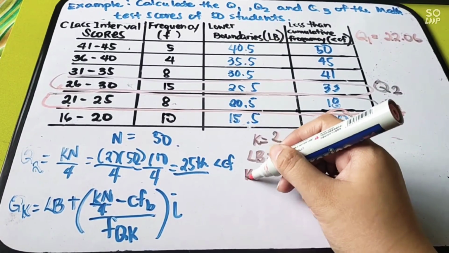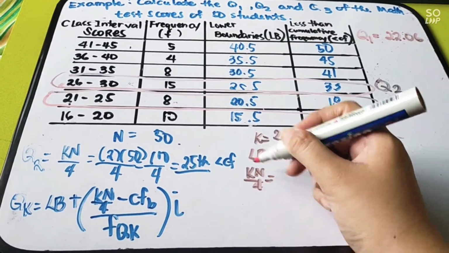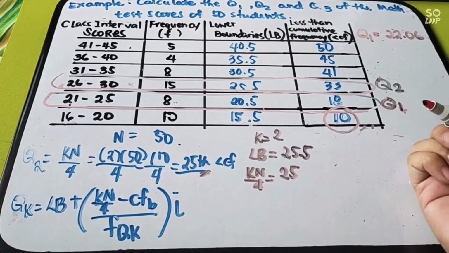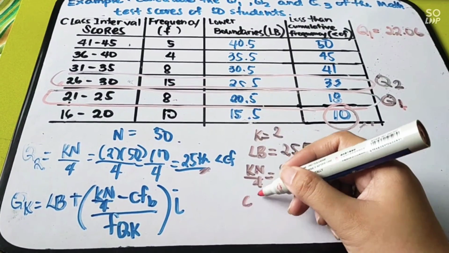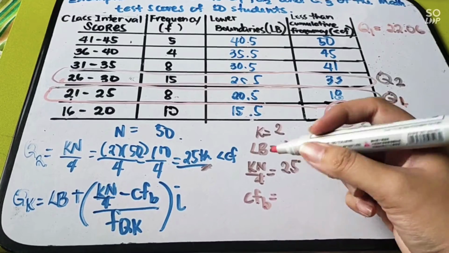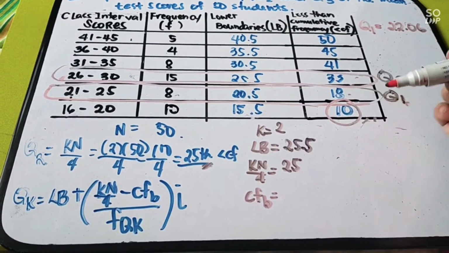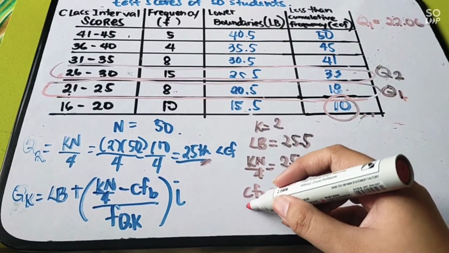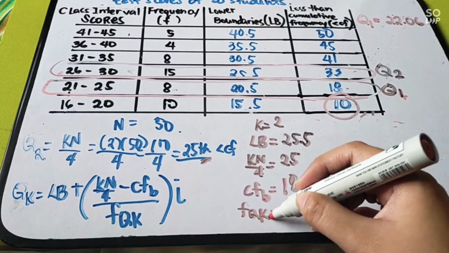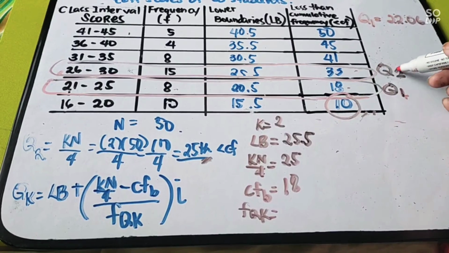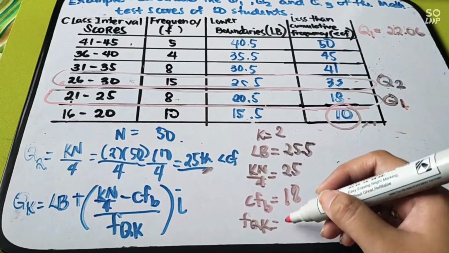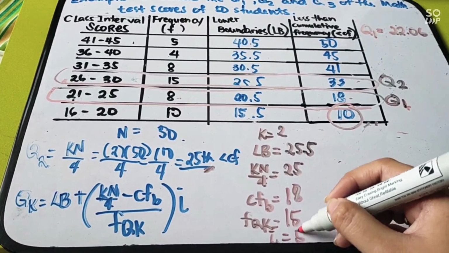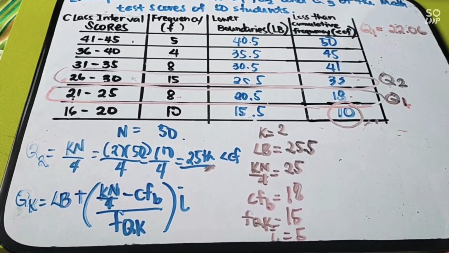Then, we have ang kn over 4 mo. Ito yun, we have 25. And then, ang CFB before nito, we have 18. Kaya po yun B, before kasi. Next, FQK mo, we have frequency ni quartile 2 mo, we have 15. And then, your I is always 5. That is your class interval.